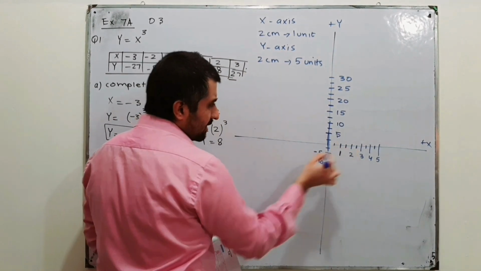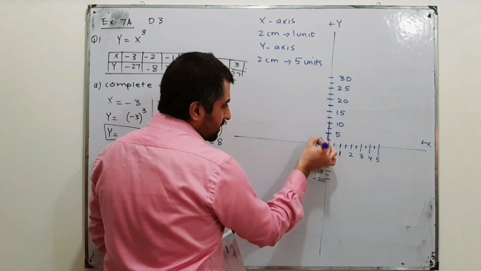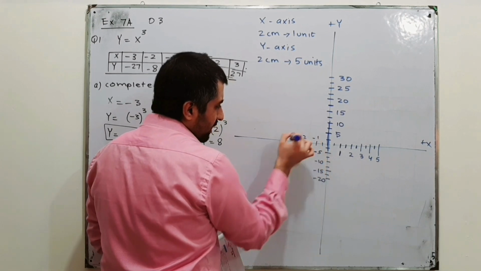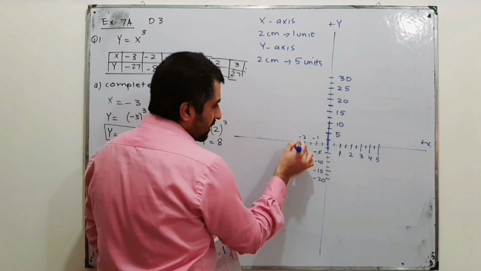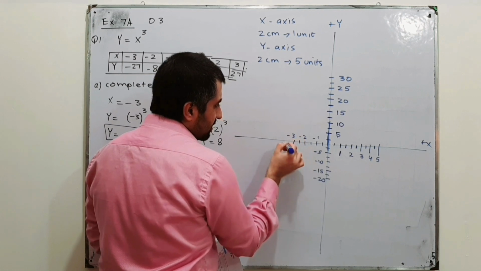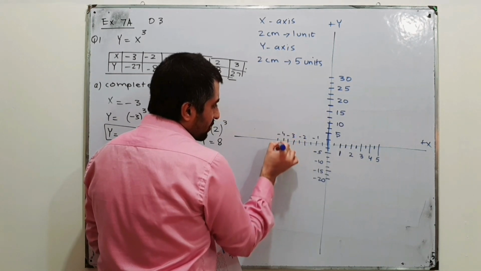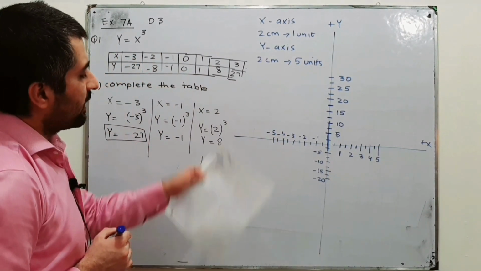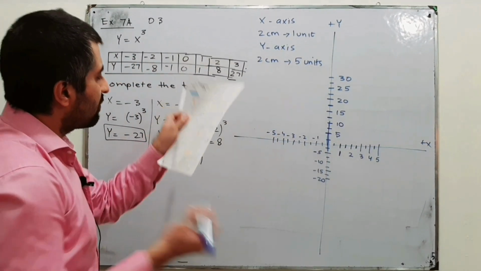Similarly on the x-axis, 2 centimeters is -1, then 2 centimeter -2, again adding -1, then 2 centimeter -3, then 2 centimeter -4, then 2 centimeter -5. Okay, got my graph.